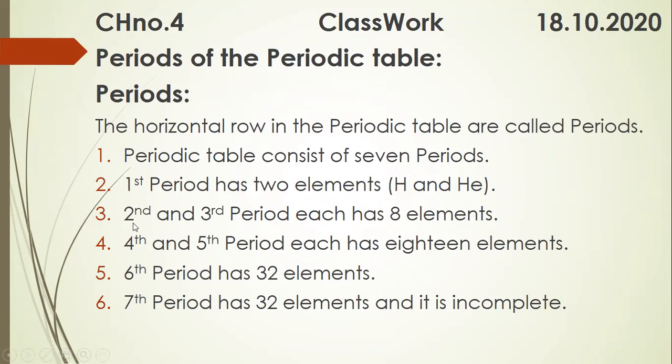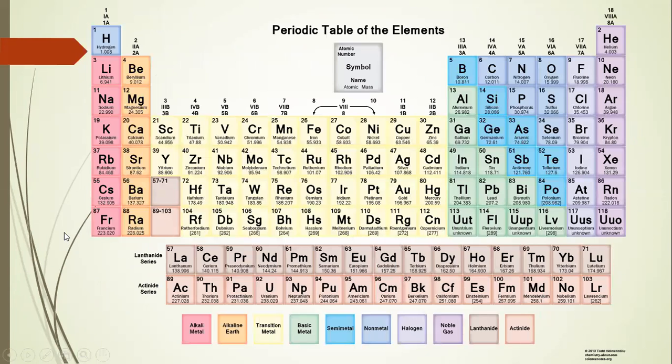We are saying the first period has 2 elements, hydrogen and helium. Second and third periods have 8 elements. Fourth and fifth periods each have 18 elements. We will see. In the first period we have 2, hydrogen and helium. If you just move straight, we have 2 elements; this one is hydrogen, and then helium. The second we are saying is 8, because 1, 2, 3, 4, 5, 6, 7, and 8, right? And the third, we are saying we have 8 members. 1, 2, 3, 4, 5, 6, 7, 8, right?